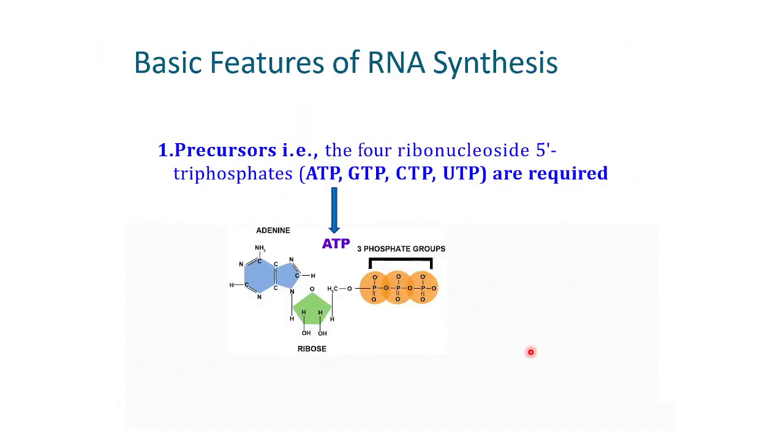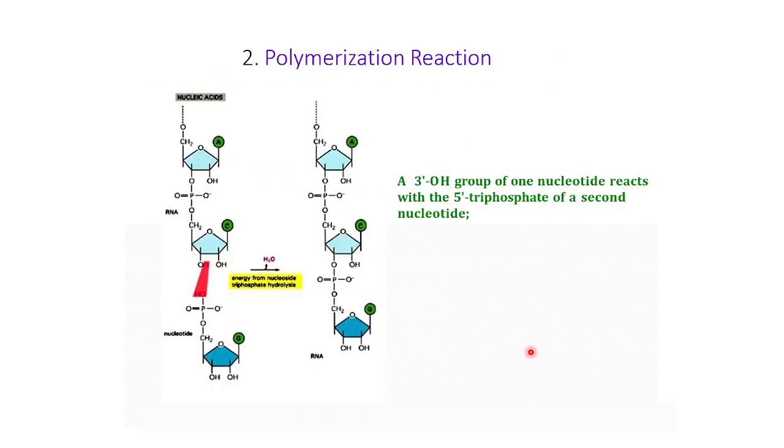Now there are basic features of RNA synthesis. So precursors, that's the 4 ribonucleotides. You know that over here when it's an RNA, there is no thymine, which is substituted with an uracil. So precursors, the 4 ribonucleotides, the 5' triphosphates, ATP, GTP, CTP, and UTP are required for the synthesis of RNA from the DNA.